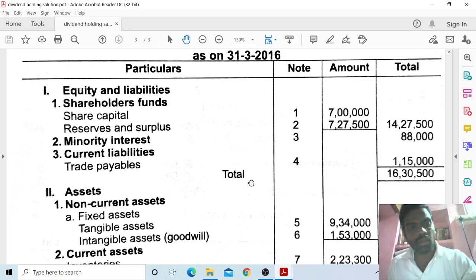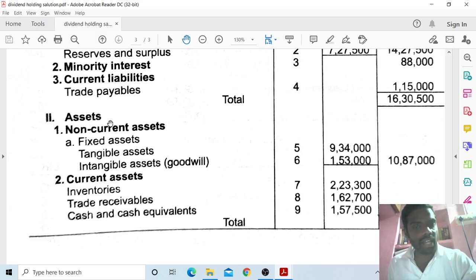So total equity and liabilities is 16,30,500. And second, assets. First, non-current assets. Under non-current assets, first, fixed assets, note number 5, 9,34,000. Next, intangible assets, goodwill, note number 6, 1,53,000. These two are added: 9,34,000 plus 1,53,000 is 10,87,000.